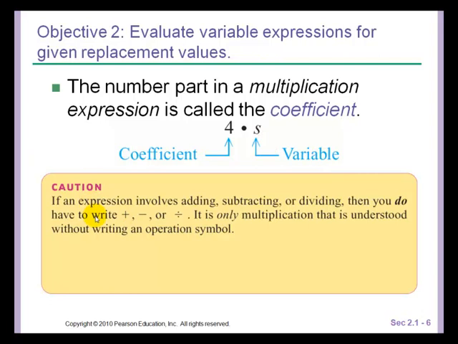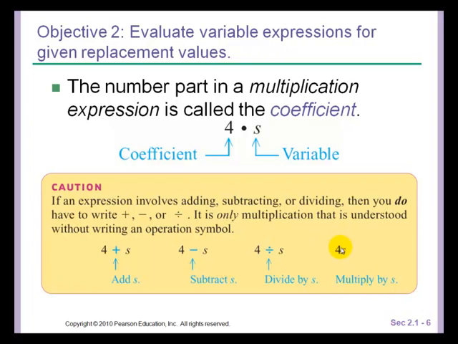Be careful. If an expression involves adding, subtracting, or dividing, then you do have to write the plus, minus, or division sign. It is only multiplication that is understood without writing an operation symbol. For example, the 4 plus the s, you have to write the plus. 4 minus s, you have to write the minus. And 4 divided by s, you have to write the division. However, 4 times s, we don't write any symbol. If you just see a number next to a letter, it is multiplication.